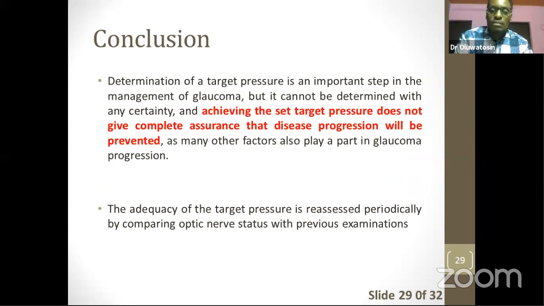In conclusion, determination of target pressure is an important step in the management of glaucoma, but it cannot be determined with any certainty, and achieving the set target pressure does not give complete assurance that disease progression will be prevented, as many other factors also play a part in glaucoma progression. So the adequacy of target pressure is reassessed periodically by comparing the optic nerve status with previous examinations.